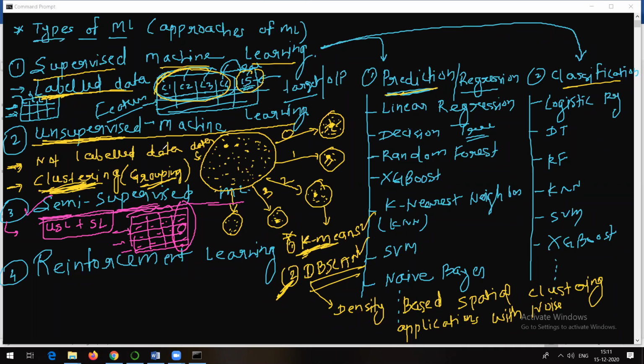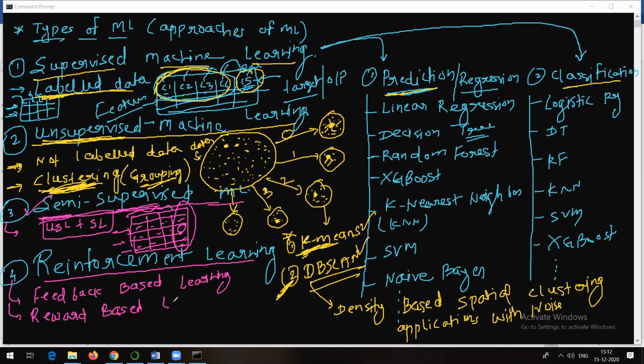Okay. Now talking about the reinforcement learning approach. What do you mean by reinforcement? Let's try to talk about what you mean by reinforcement. Reinforcement learning is also called feedback based learning, or you can call it reward based learning. Now why? Why is the name like feedback based learning or reward based learning?